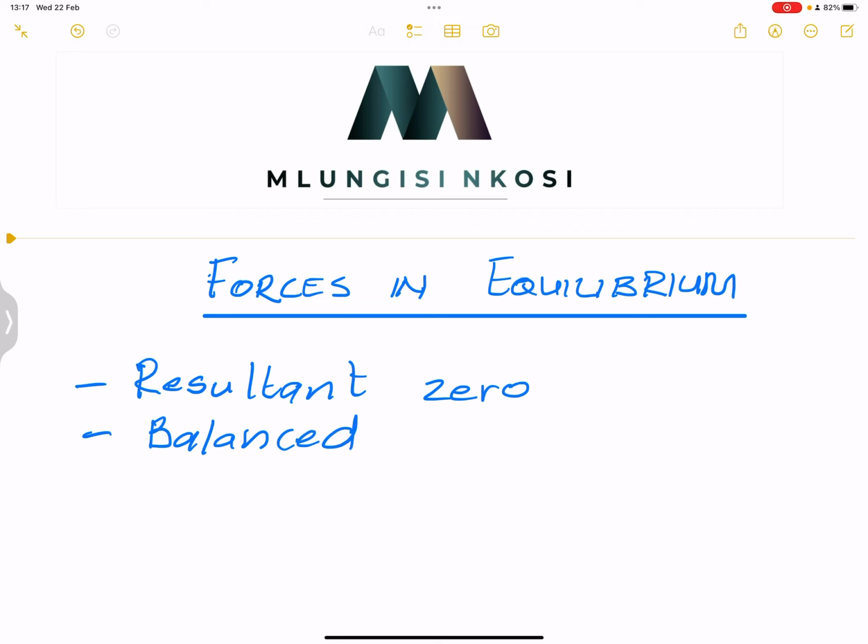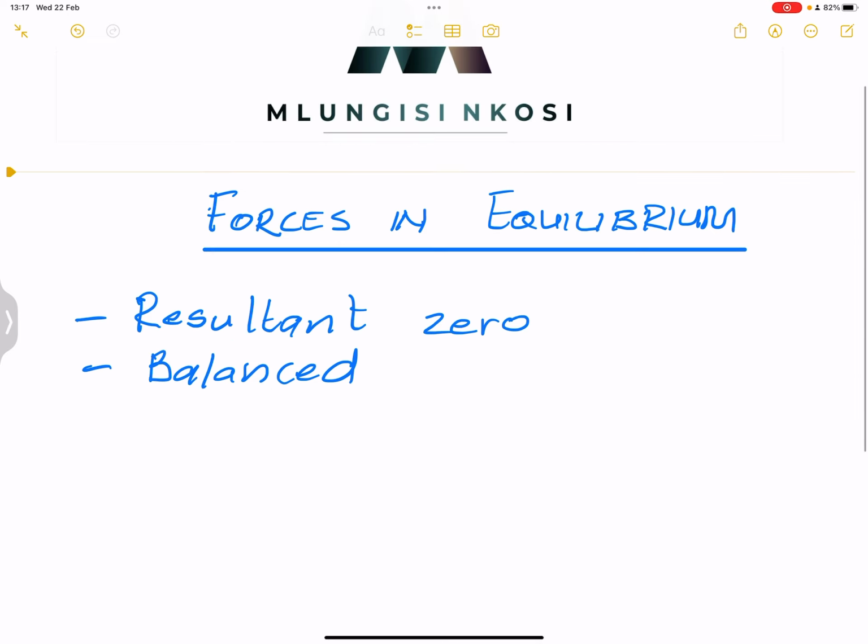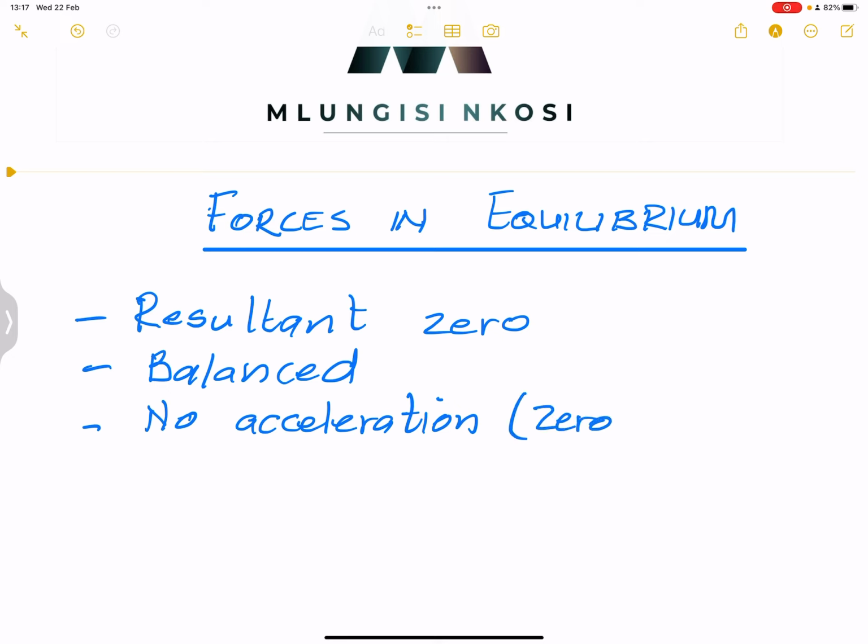And what that simply means, when we look at Newton's laws, which we're going to talk about at a later stage, is that there is no acceleration. I want you to note that. So there is no acceleration, or you can simply say there is zero acceleration. So in the absence of a resultant, it means that there's no acceleration.